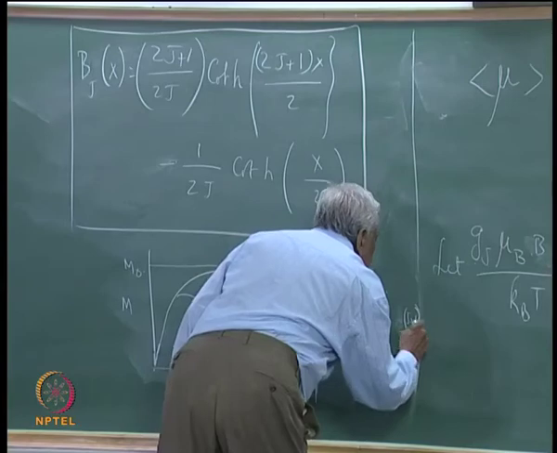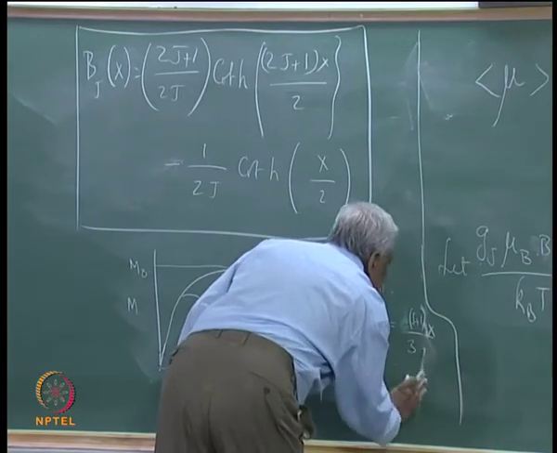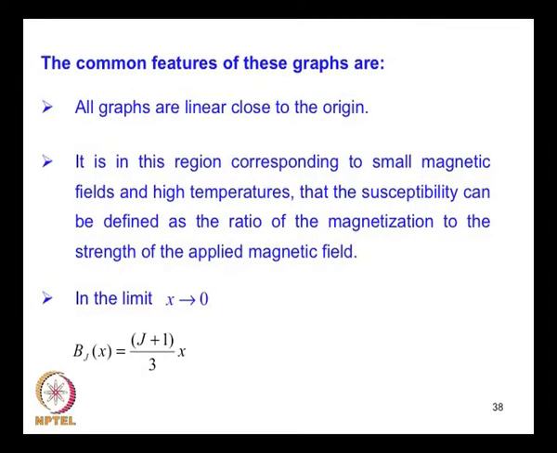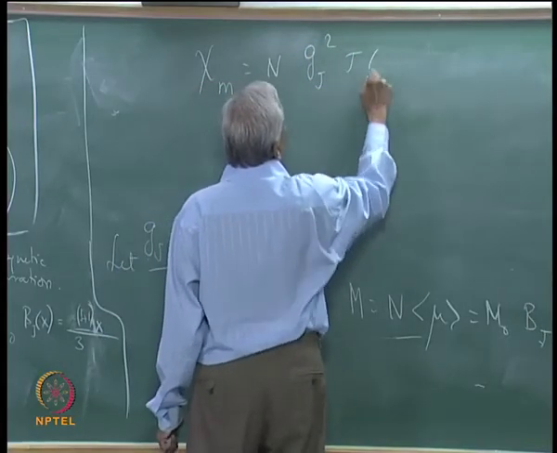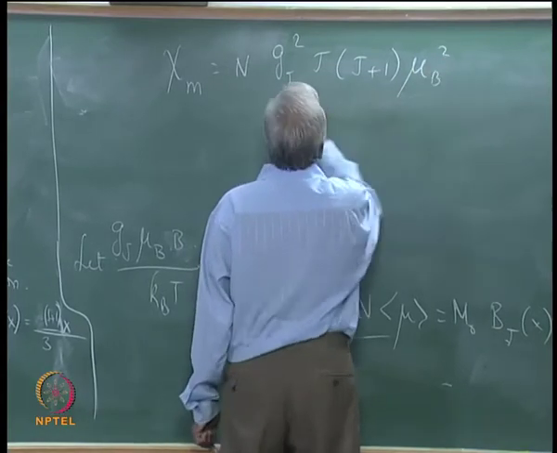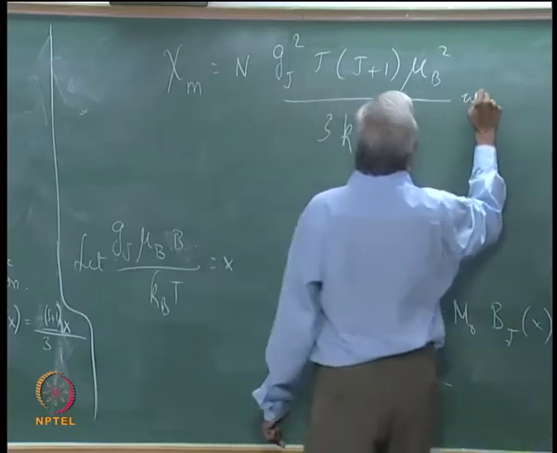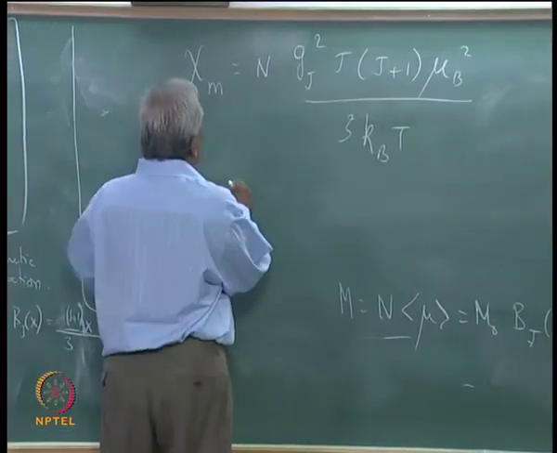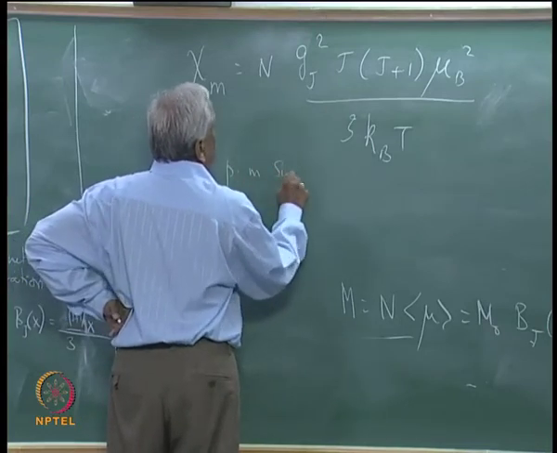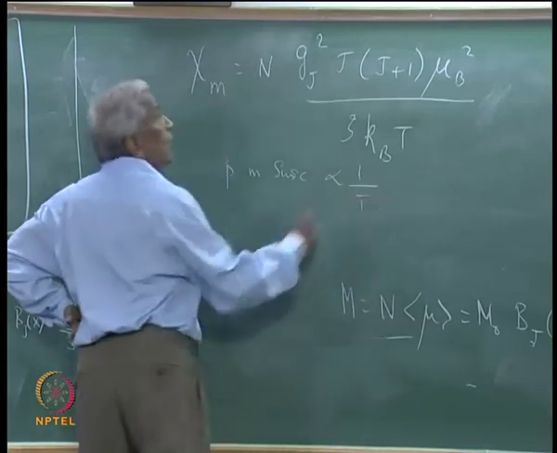J plus 1 into x by 3. So the slope of this is just j plus 1 by 3. So the chi m, the magnetic susceptibility, which is defined as the ratio of the magnetization to the applied field, becomes, in the linear region. So this gives me a susceptibility, paramagnetic susceptibility, which is inversely proportional to the absolute temperature.